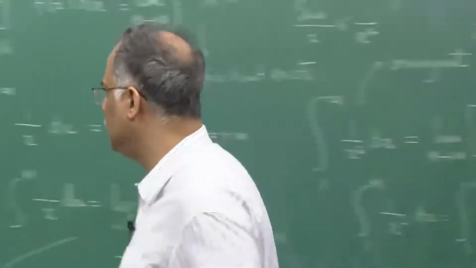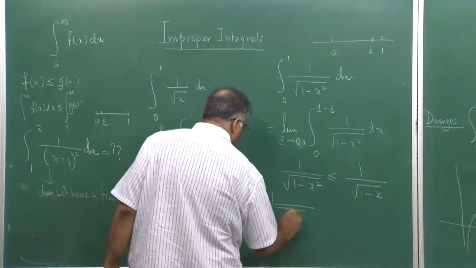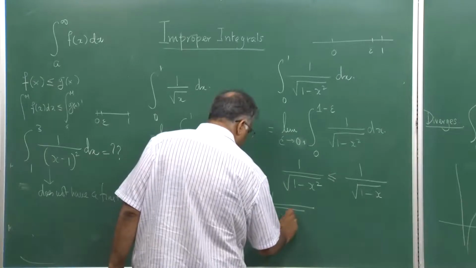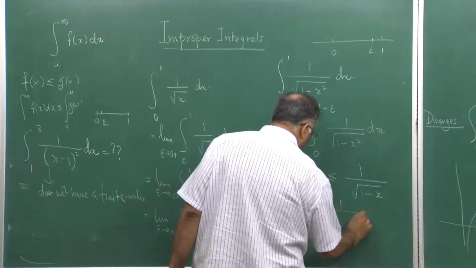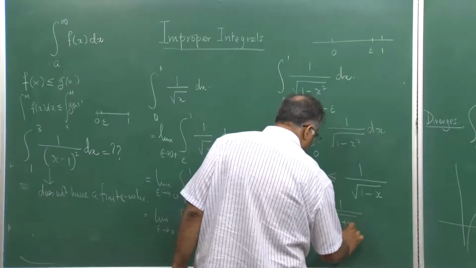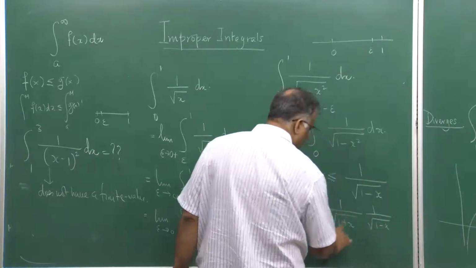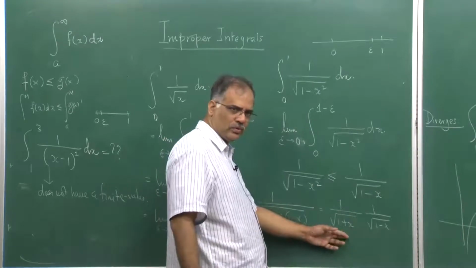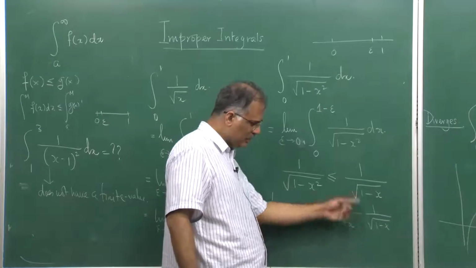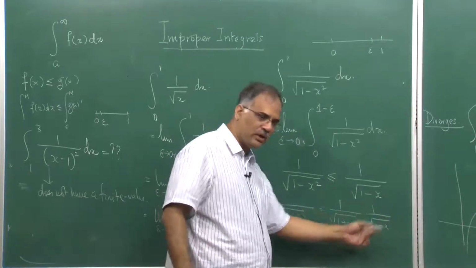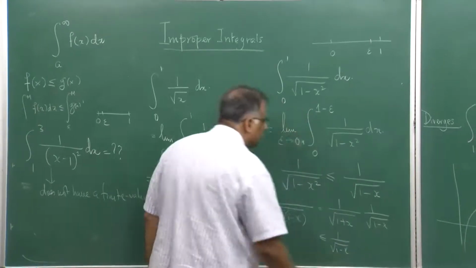Because I can write this thing as 1 by root over 1 plus x into 1 minus x. So, it is equal to 1 by root over 1 plus x into root over 1 minus x, but this is a quantity bigger than 1. So, its root is also bigger than 1. So, 1 by that is a fraction, and hence this is less than 1 by root 1 minus x.